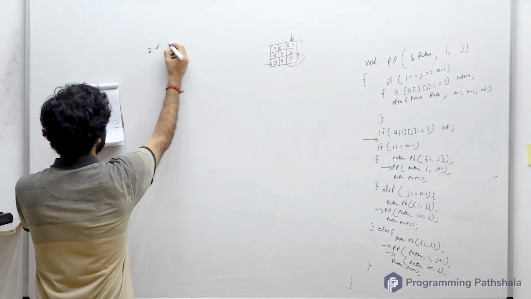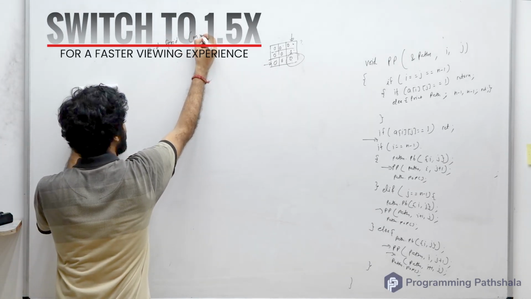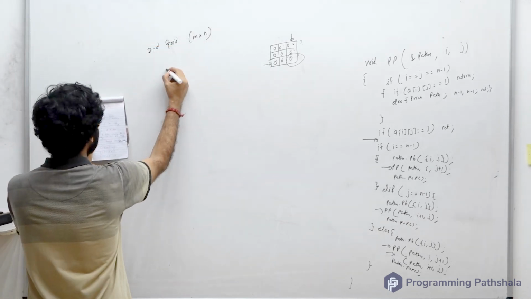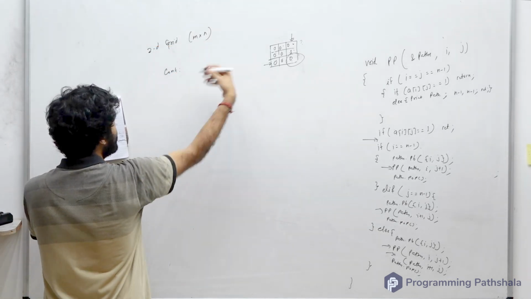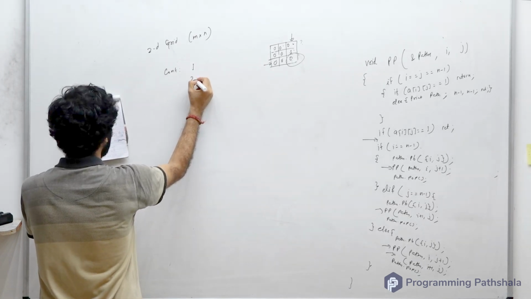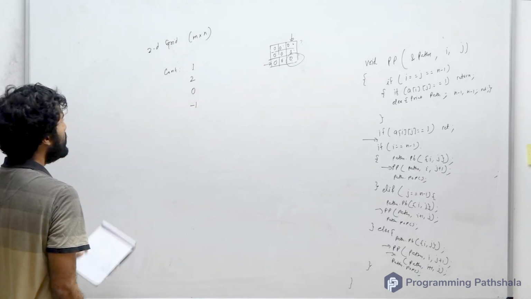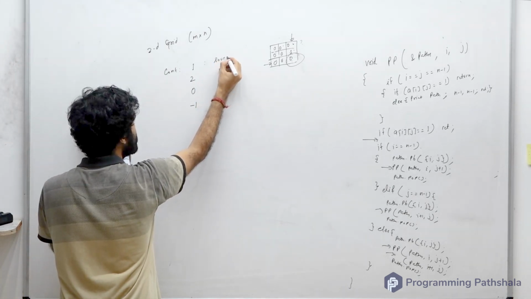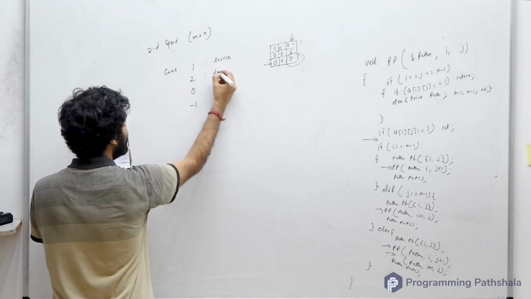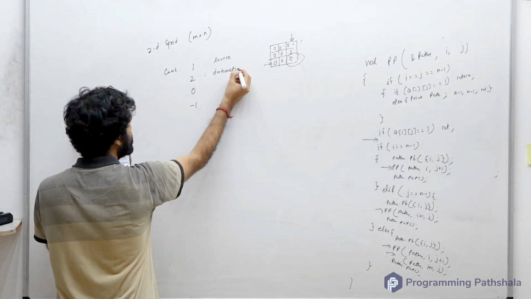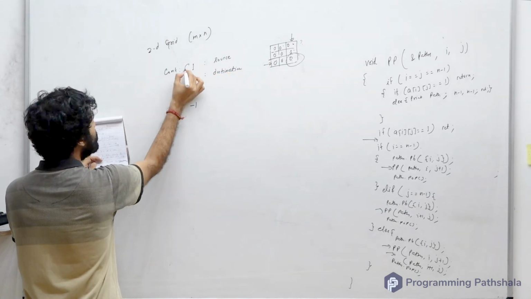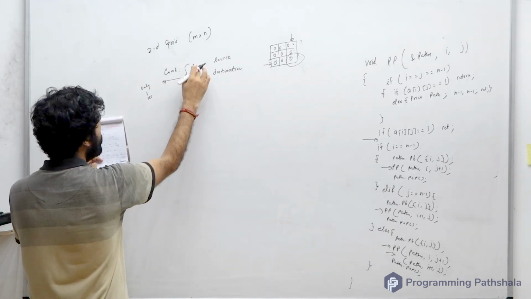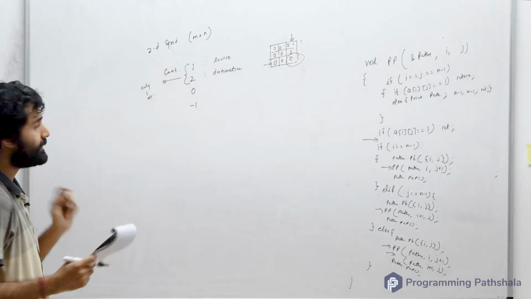You have this 2D grid, an M cross N grid, and it contains these values. Any cell can be 1, 2, 0 or -1, and I'll tell you the meaning of these values. 1 means that particular cell is your source. 2 means that particular cell is your destination, and it is guaranteed that there is only one source and only one destination. So there is only one occurrence of 1 and 2.